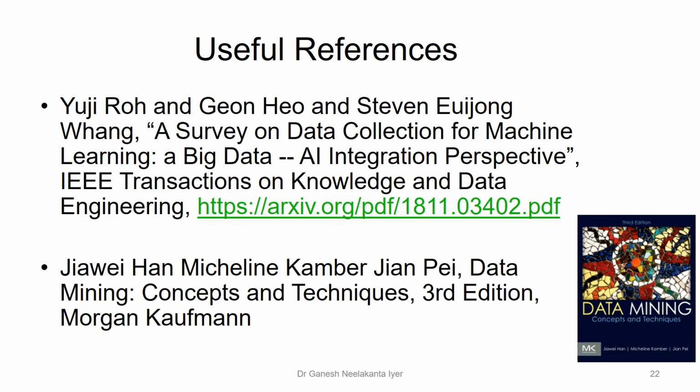Okay. Some useful references. The paper that I just referred to in the previous two slides is a research article, a survey on data collection for machine learning, a big data AI integration perspective. You can find the preprint on arXiv at this URL. I also recommend reading Data Mining: Concepts and Techniques by Han Jiawei et al., which is a very useful book to start with when you deal with data. It is very useful even in the coming series on pre-processing, etc.